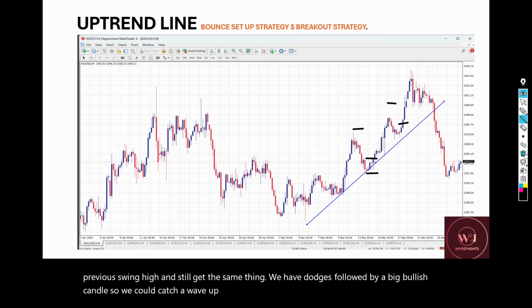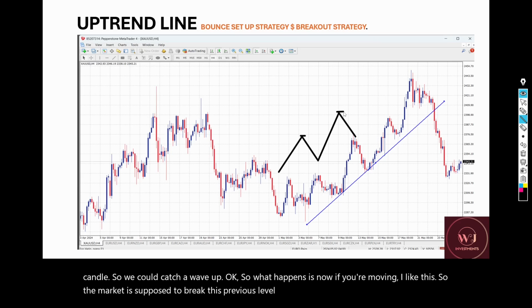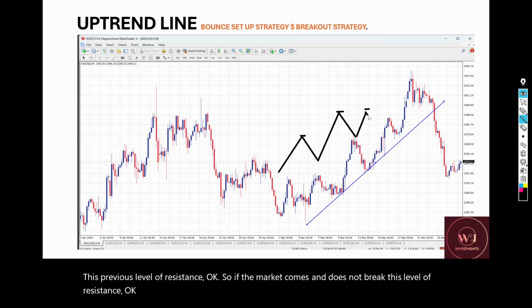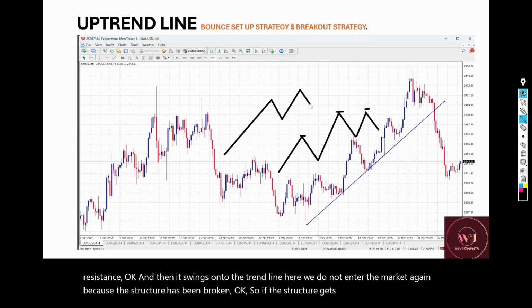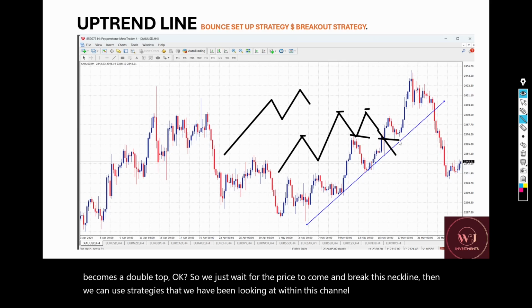Okay, so what happens is, if you're moving high like this, the market is supposed to break this previous level of resistance. So if the market comes and does not break this level of resistance, and then it swings onto the trend line, here we do not enter the market again because the structure has been broken. If the structure gets broken, this one becomes a double top. So we just wait for the price to come and break this neckline, then we can use strategies that we have been looking at within this channel. Okay, so that is what happened.